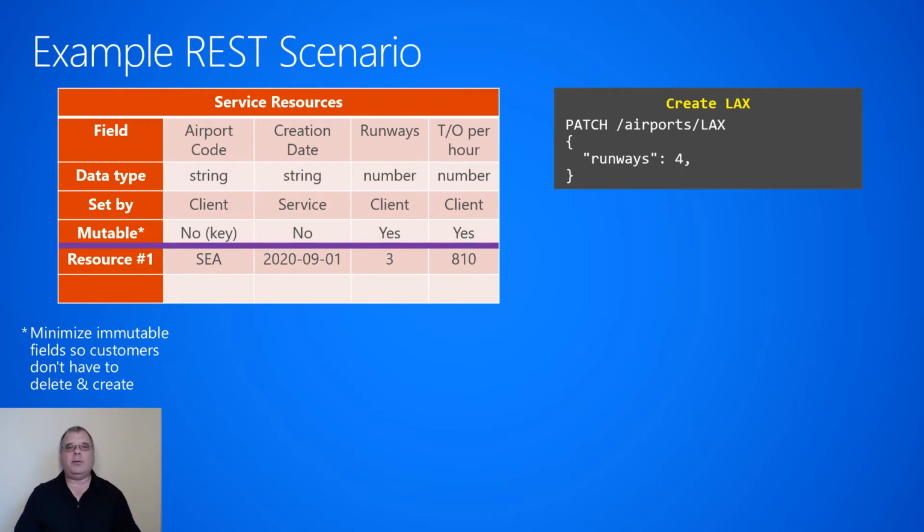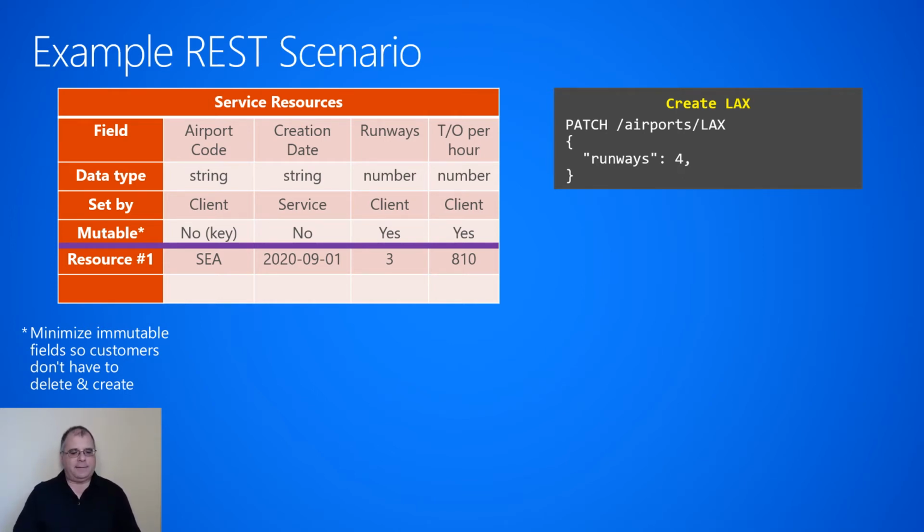Then for each of those fields, we have the data type. You'll notice I'm using very clear contracts here, that the airport code is a string, the creation date is also a string, but it would probably be an RFC 3339 format. There's runways, which is some kind of number, and then there's takeoffs per hour, which is also a number. Now I could say integer here if I want to, but number means it could be integer or floating point. And while these would only be integer values in real life, a lot of languages only support floating point numbers like JavaScript. So I'm just saying here it's a number, and that means it'll map to multiple languages better.